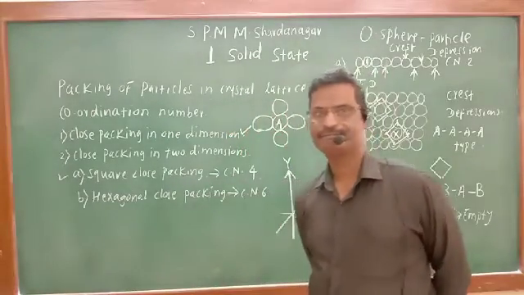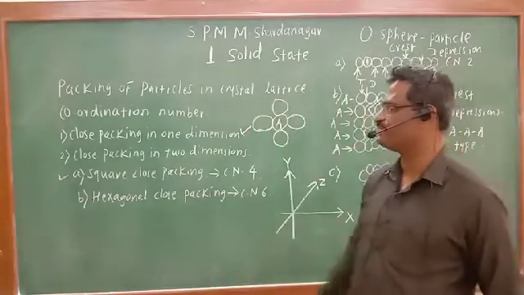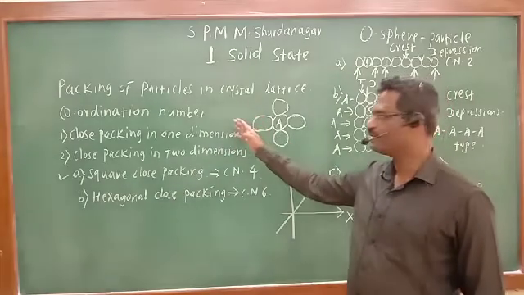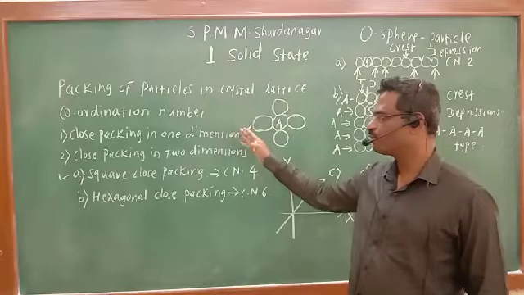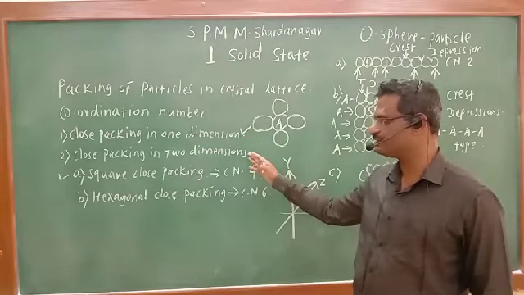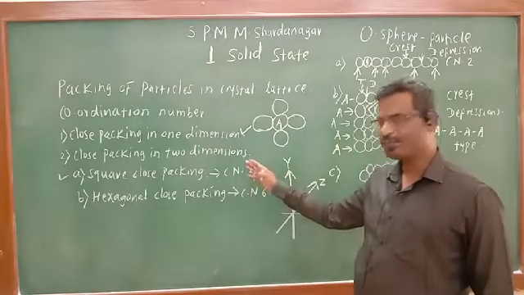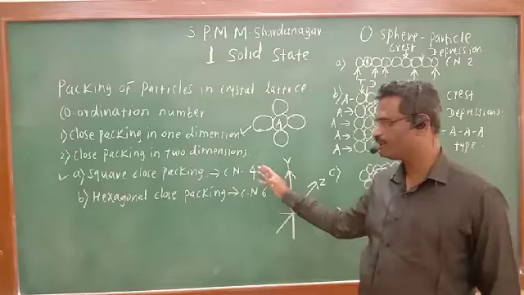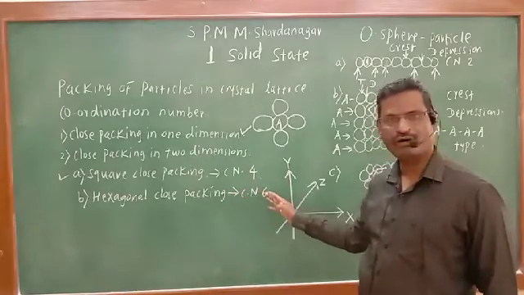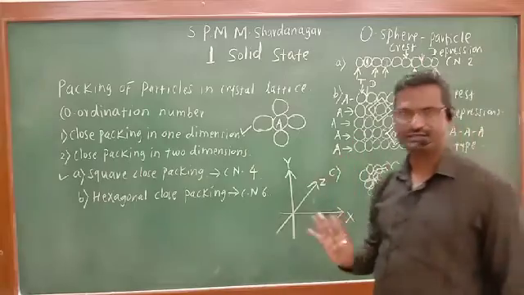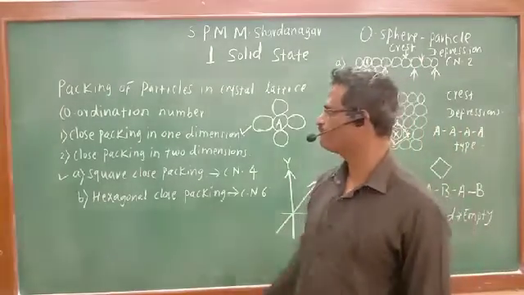In this lecture, we are supposed to study these points: packing of particles in crystal lattice, then coordination number, close packing in 1 dimension, close packing in 2 dimensions. It is of 2 types: square close packing where coordination number is 4, hexagonal close packing where coordination number is 6, and this type of arrangements. So let us see it one by one.